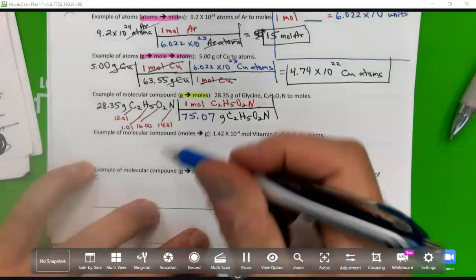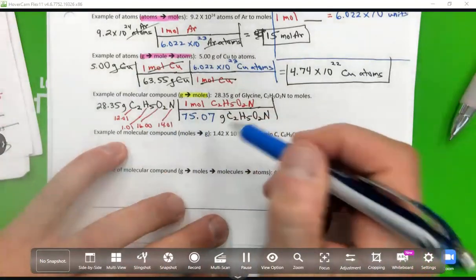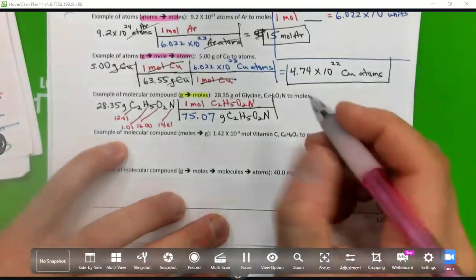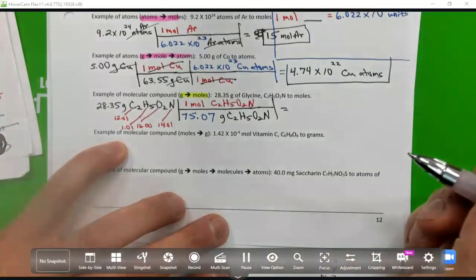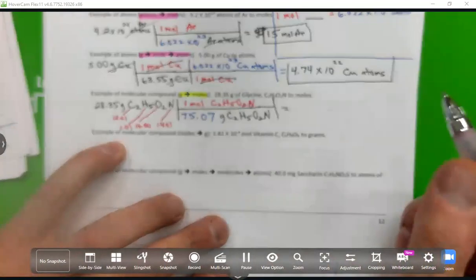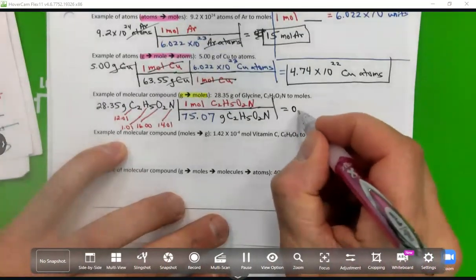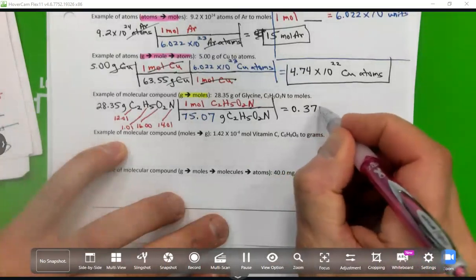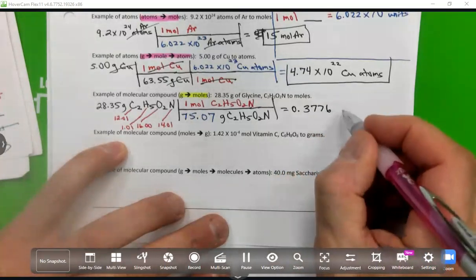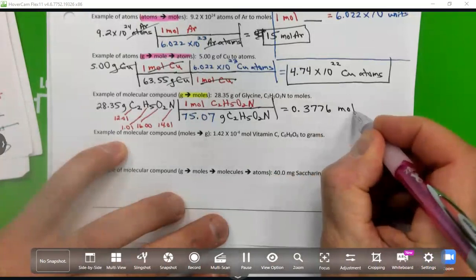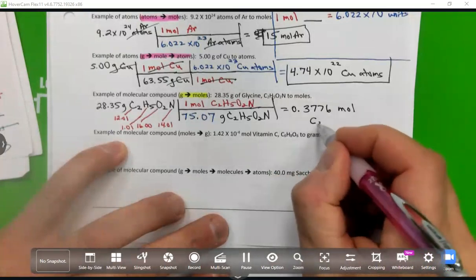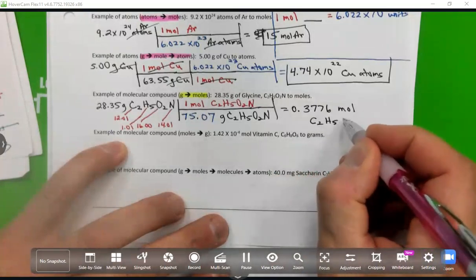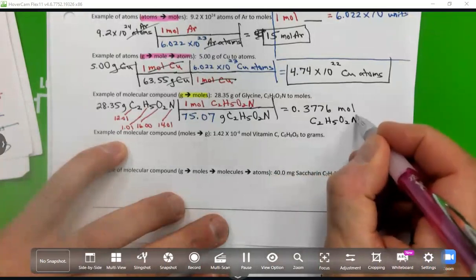Okay, so now if we divide that out, we know we're going to get a number less than 1. And if we divide that out, we are going to get 0.3776 mole of C2H5O2N.